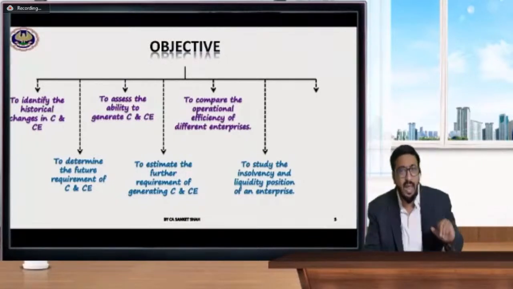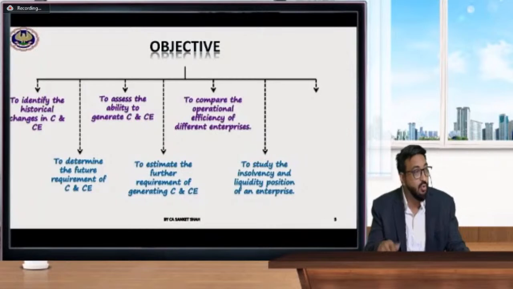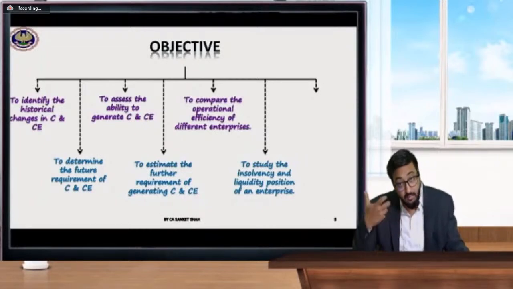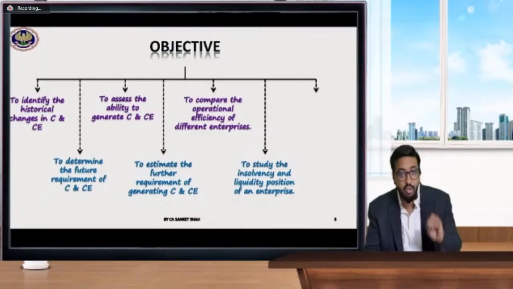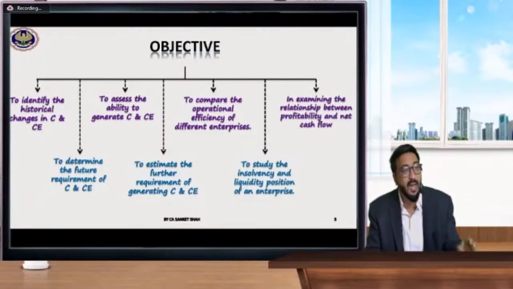Suppose I am having money but it is not in cash, I am having it in the form of investment in property, but ultimately creditors are important, they require cash, and that will be understood by preparing the cash flow statement. Why do you not have cash? That information you get from the cash flow statement. So your insolvency position or liquidity position of an enterprise can be assessed by using the information of the cash flow statement. In examining the relationship between profitability and cash flow, whether profit and cash flow are the same or different.